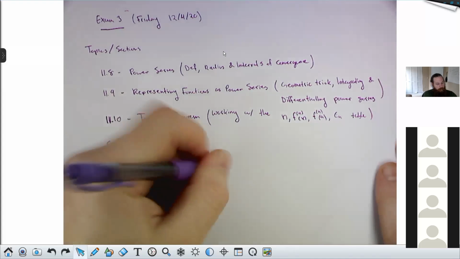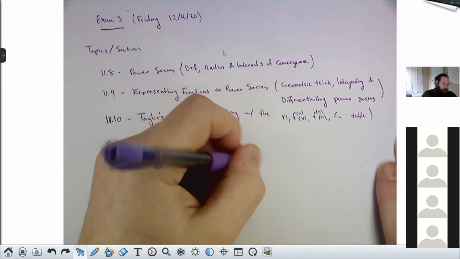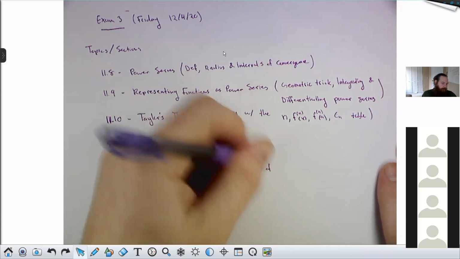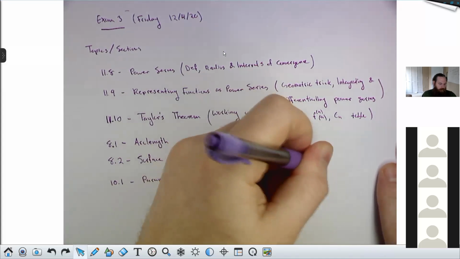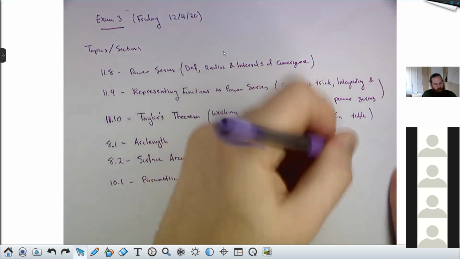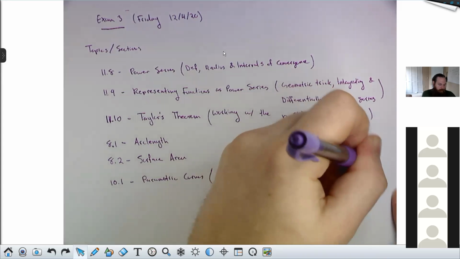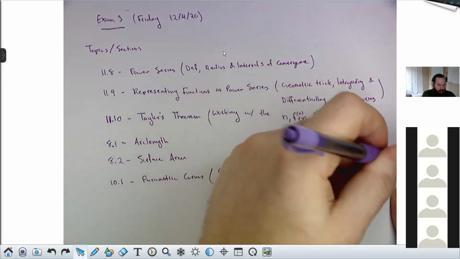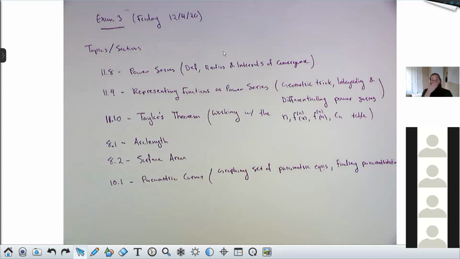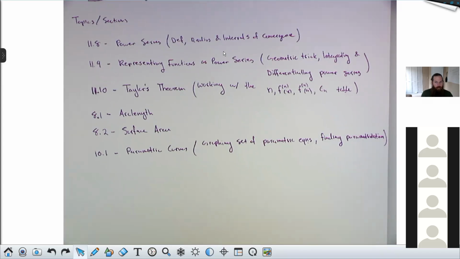So graphing a set of parametric equations, and also finding a parametrization. So maybe I could give you a graph and say, find some parametric equations that have this graph as their graph. 10.2.